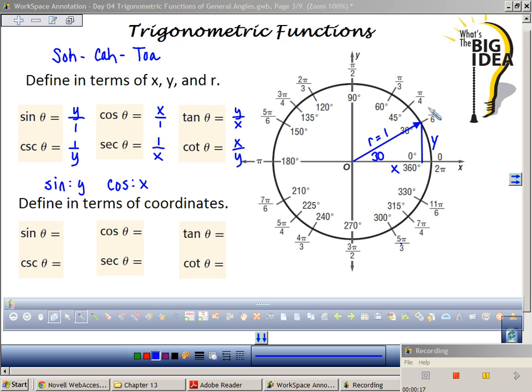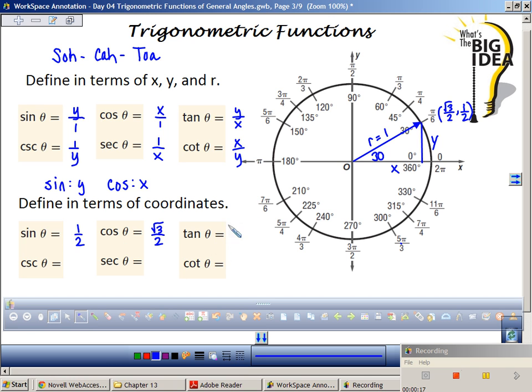Let's use that. We know the coordinates now. I understand there are coordinates all the way around here. I am only going to define the coordinates of pi over 6. So what are the coordinates at pi over 6? Root 3 over 2 and 1 half. What did I say sine was? Which one's y? What's cos? So it's square root of 3 over 2.